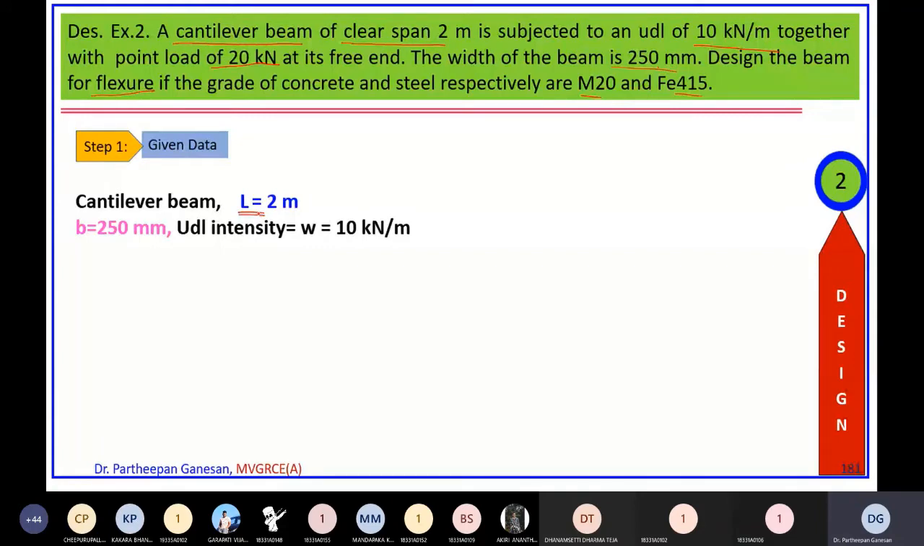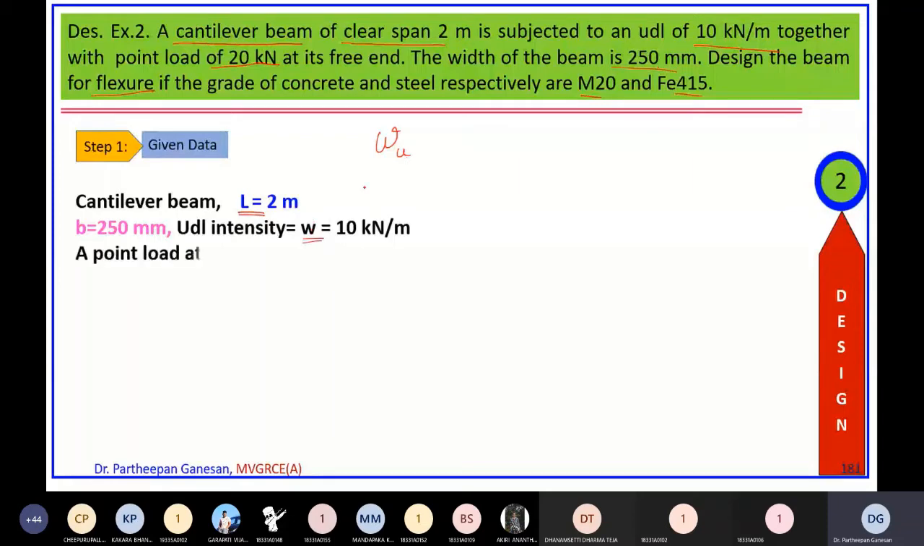B, the width of the beam, is 250 mm. UDL intensity is given as small w. I am writing small w, I am not writing WU. W means service load. WU means design load or factored load. So when I write W, it automatically means it is a service load.